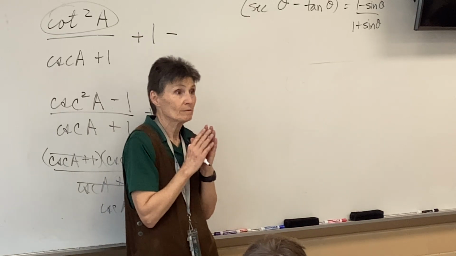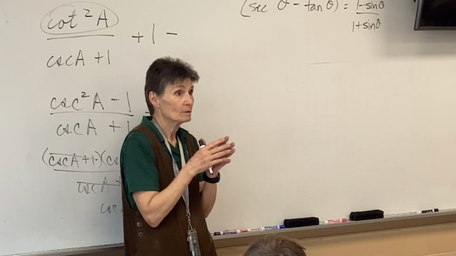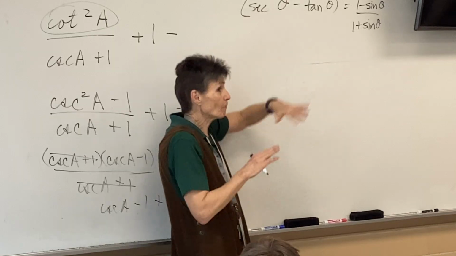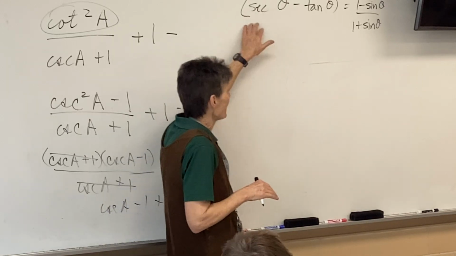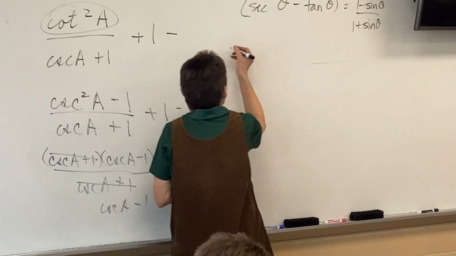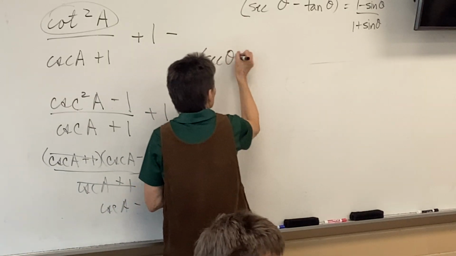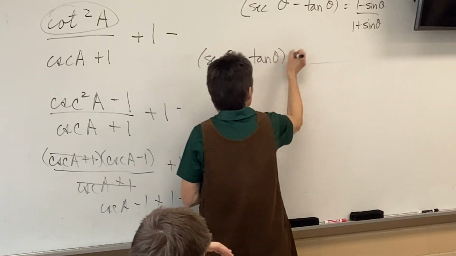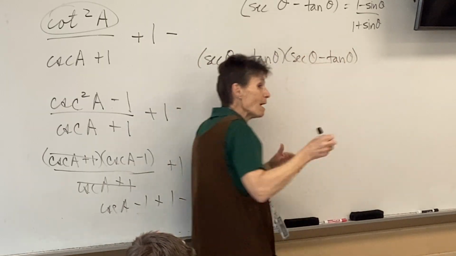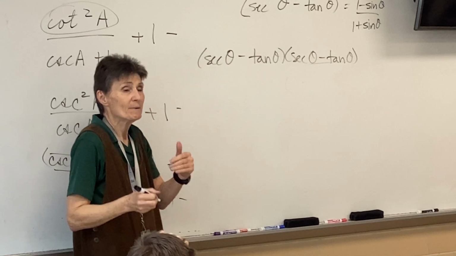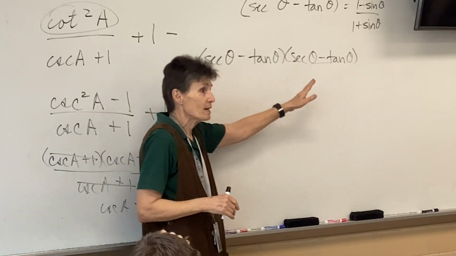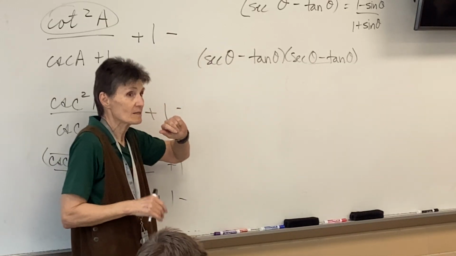I have FOIL, right? Distribute, right? This is a FOIL. Don't forget your algebra, kids. That's like x minus y squared, that times itself. So we're gonna have secant minus tangent times secant minus tangent. And that makes very good sense, because as Blake is implying, when I get this FOILed out, I am gonna have some squares, right?